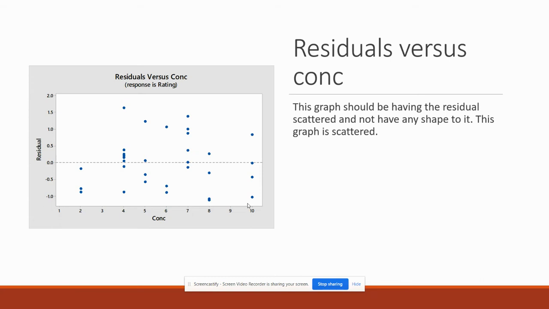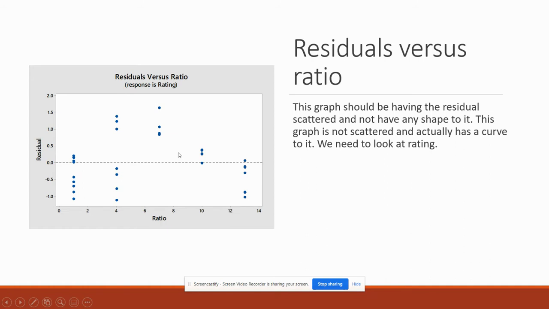So residuals versus the concentration. Remember, this was the formaldehyde concentrations. So the graph should have the residual scatter and not have a shape to it. And this looks pretty scattered. I can't make any patterns out of it. So for the residuals versus the ratio, this again shouldn't have any shape to it. But this graph doesn't really look scattered. It actually looks like it's got a curve to it, and there's maybe some stuff going on because it looks like there's distinct groups going on. So I need to look at that.